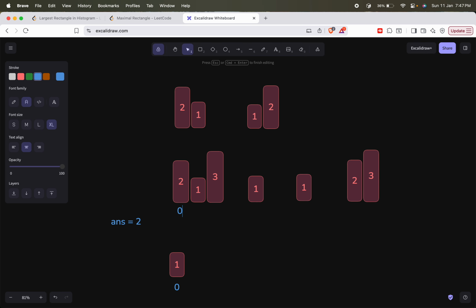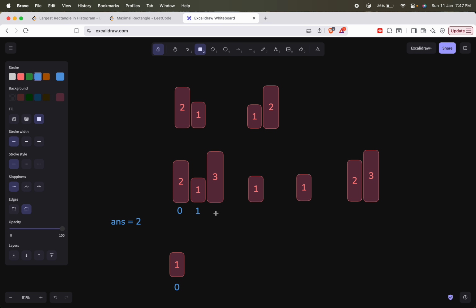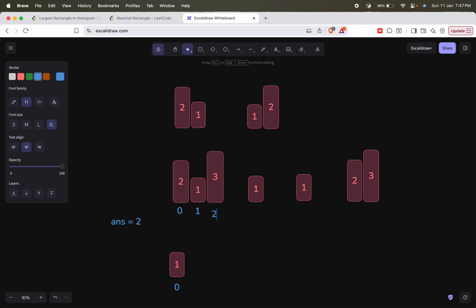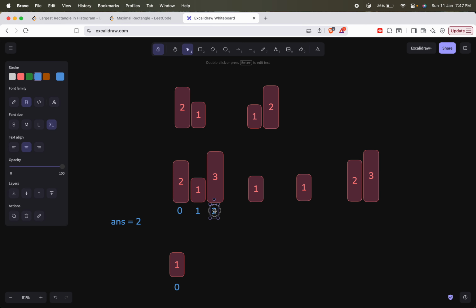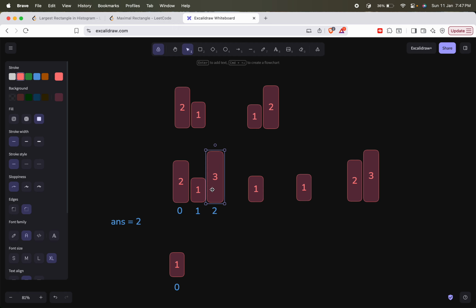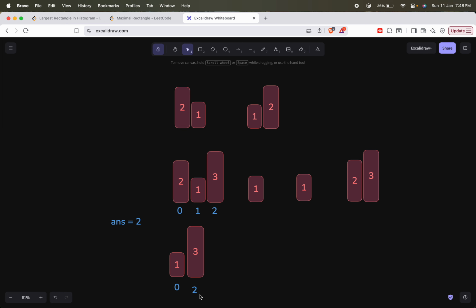Let's also keep the indexes over here so that it will be clear for you. So I've processed 1. Now I've encountered a bar 3. Since this bar is higher than the previous bar, I can extend my 1 towards its right. Now I will keep 3 into my stack and also store its position, which is 2. Now I have reached all the way till the end.